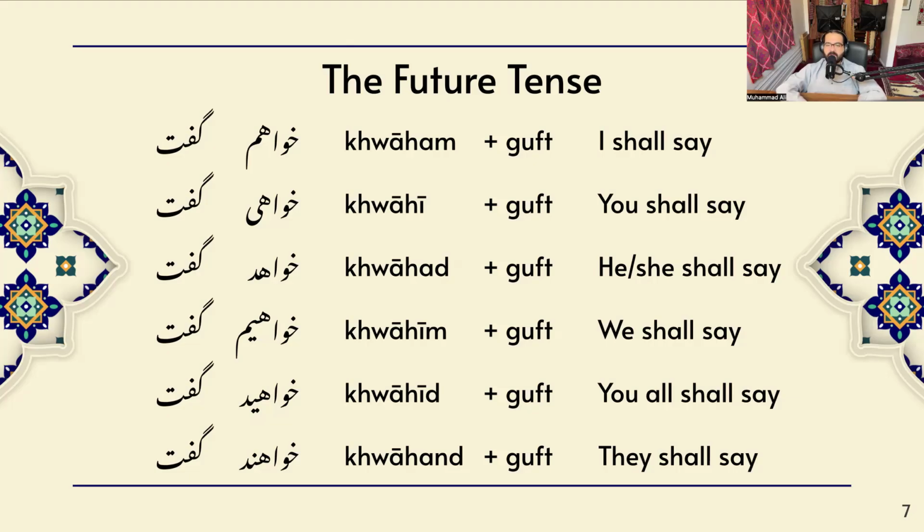The second verb, any verb, as soon as you know the infinitive, you can just remove the noon and then you have the answer. So raftan is to go. You just remove the noon. Raft, say khaham raft, I shall go. Khahi raft, you shall go. Khordan is to eat. You remove the noon. Khaham khord, I shall eat.